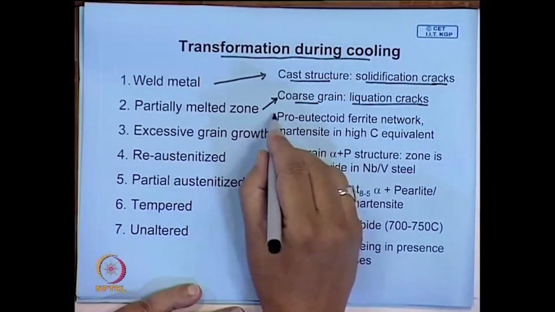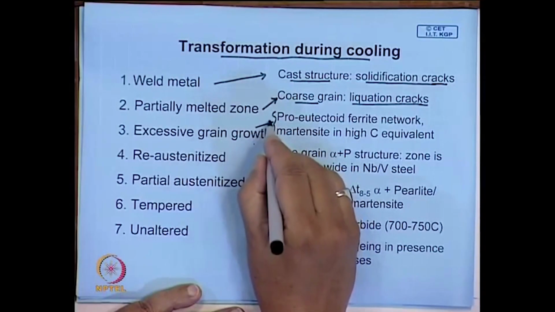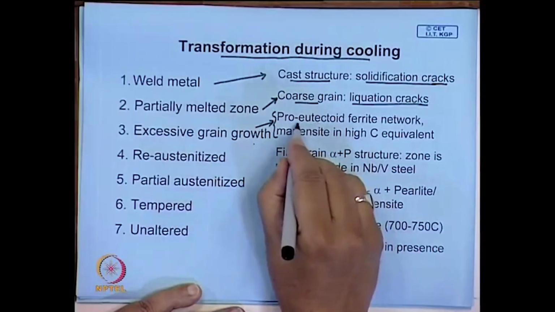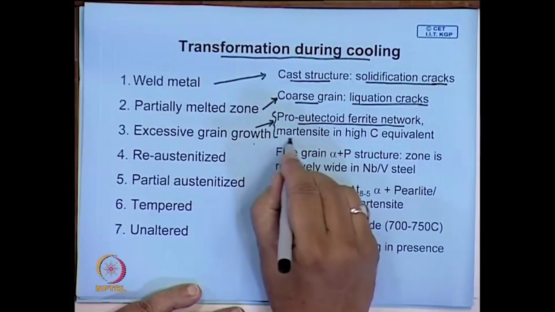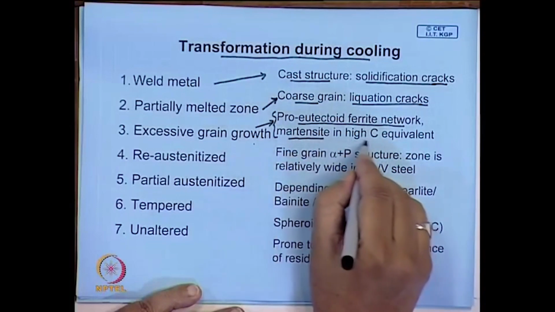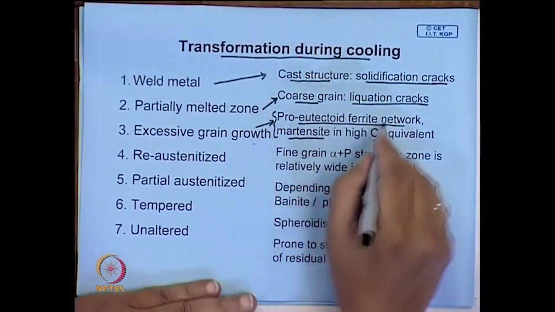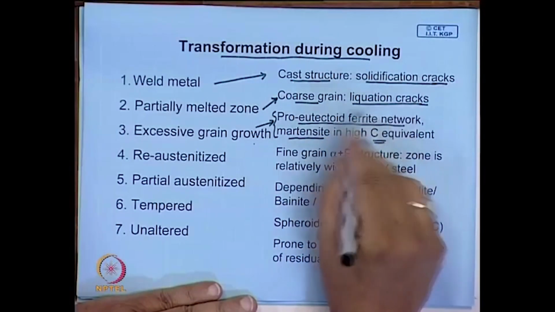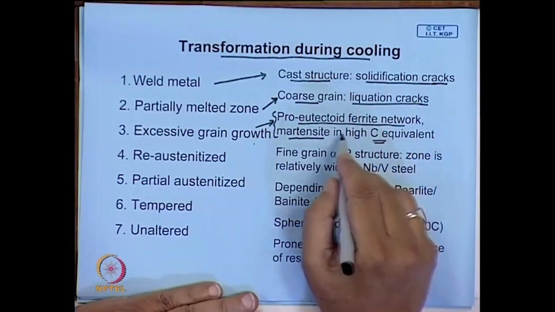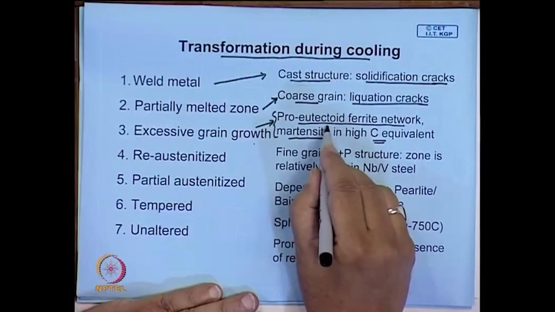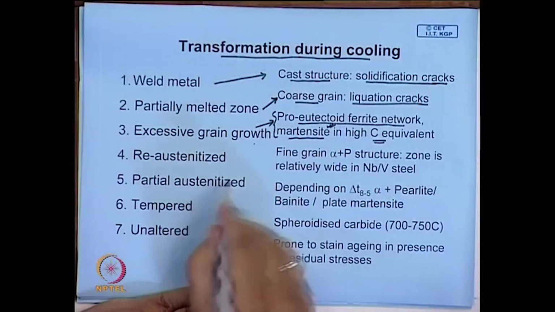Then you have the excessive grain growth zone. So, this is this part. Here you will have a proeutectoid ferrite network. You can also have some amount of martensite, particularly if the carbon equivalent is high. In this particular case, since the grains are very coarse, their hardenability will be higher and the cooling rate is high. So, therefore, martensite formation is likely. So, this will have high hardness.